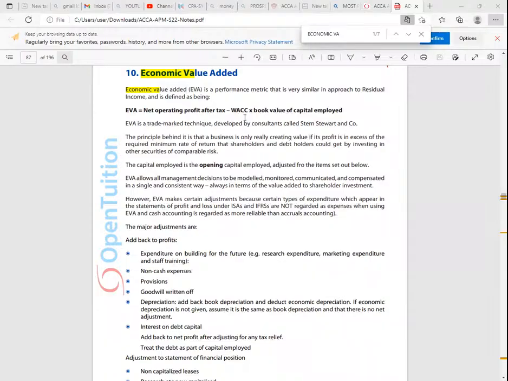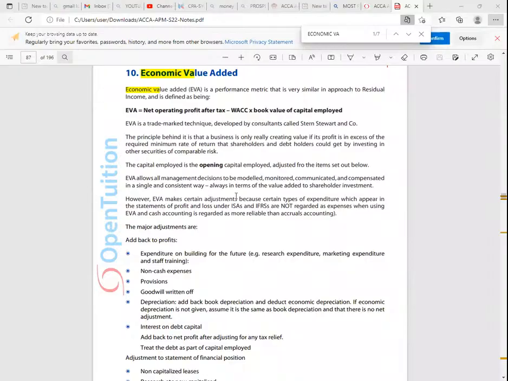Who discovered EVA? Nobody. The principle behind it is that a business is only really creating value if its profit is in excess of the required minimum rate of return that shareholders and debt holders could get by investing in other securities of comparable risk. The capital employed is the opening capital employed, adjusted for the items set out below. EVA allows all management decisions to be modeled, monitored, communicated, and compensated in a single and consistent way, always in terms of the value added to shareholder investment.